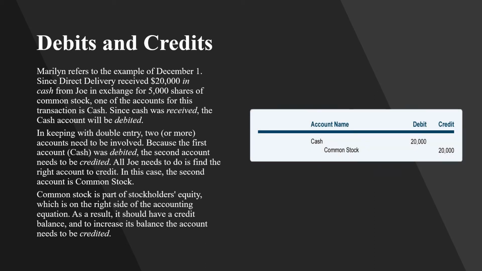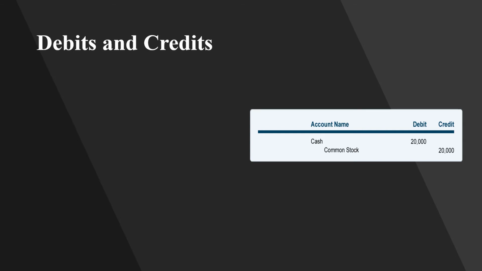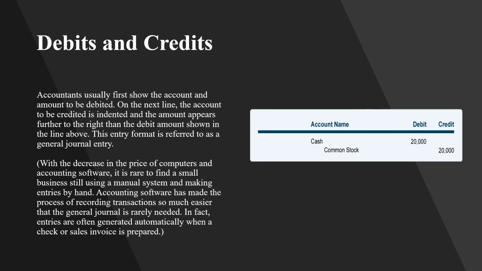Accountants indicate accounts and amounts using the following format. Accountants usually first show the account and the amount to be debited. On the next line, the account to be credited is indented and the amount appears further to the right than the debit amount shown in the line above. This entry format is referred to as a general journal entry.